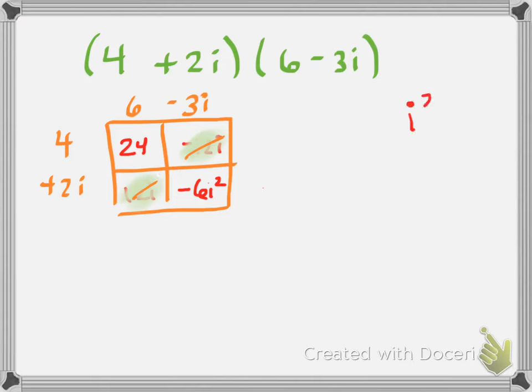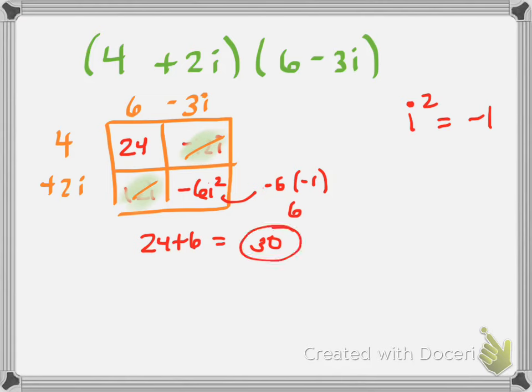Anytime that you see i squared, you're going to replace it with -1. So instead of this being a -6i squared, you're going to think of it as a -6 multiplied by -1, or just a positive 6. So what this really stands for, instead of 24 minus 6i squared, is 24 plus 6, which everybody knows is 30. That's your final answer.